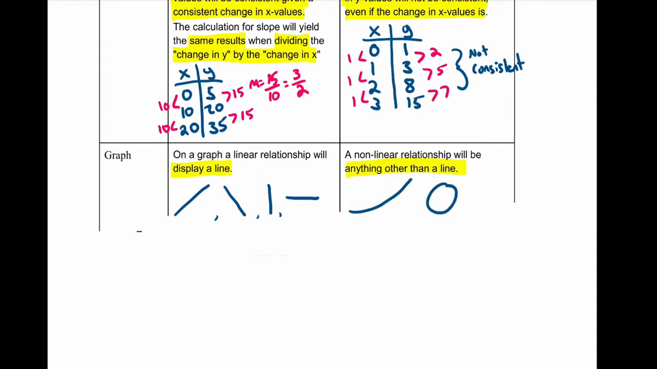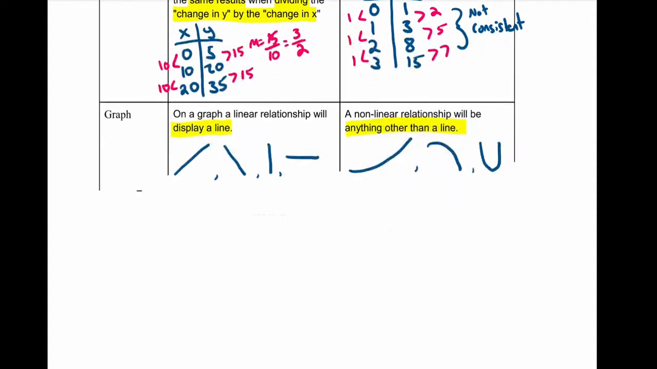So again, it could look something like that, where it's curving. Maybe it's a circle. Actually, I'm going to take that one out because we won't see that till next year, right? But it could be a curve like that. It could be a curve going like that. It could be something like this, right? As long as it's not a straight line, it's a nonlinear relationship. So looking at a graph, it's very easy to tell the difference.